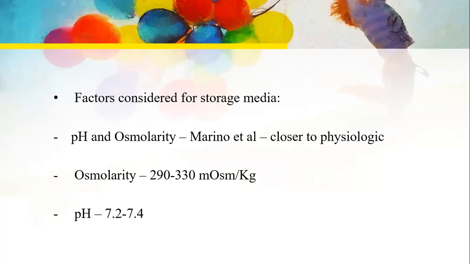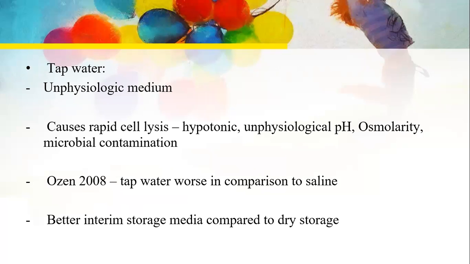According to Marino et al., it should be closer to the physiological state. So what is closer to the physiological state? Here the osmolarity of that medium should be around 290 to 330 milliosmol per kilogram, and the pH ideally should be 7.2 to 7.4.